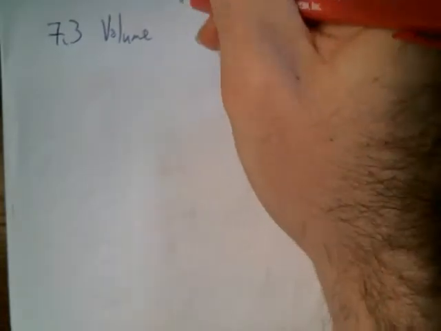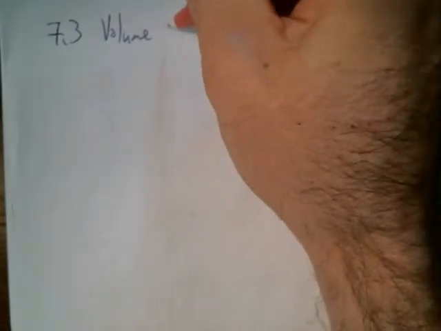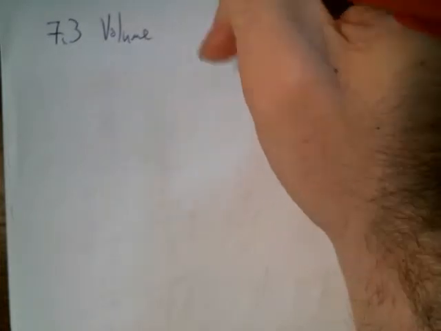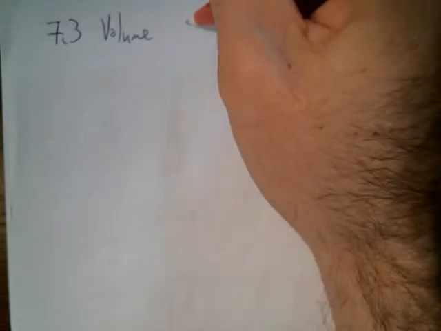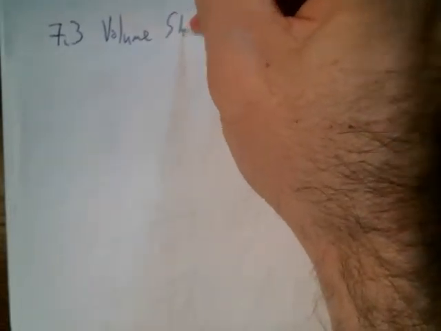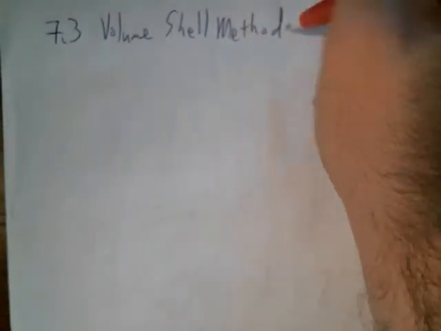Okay, this is 7.3. We have another method for determining volume of these regions being generated by revolving regions about the x or y axes, or axes parallel to those axes. It's called the shell method.